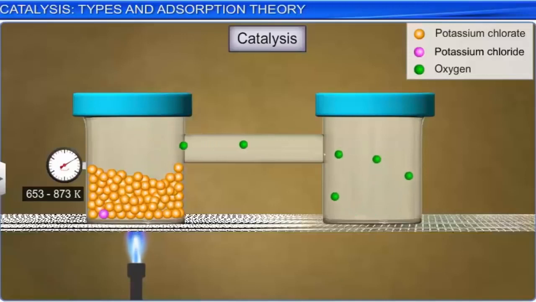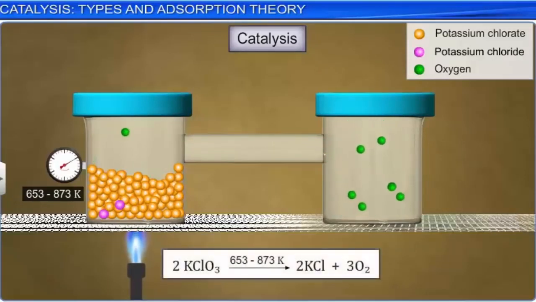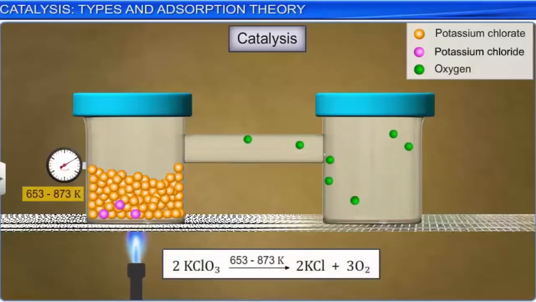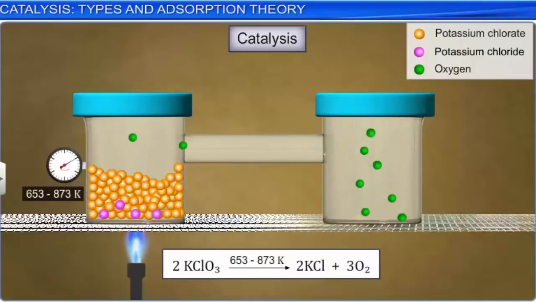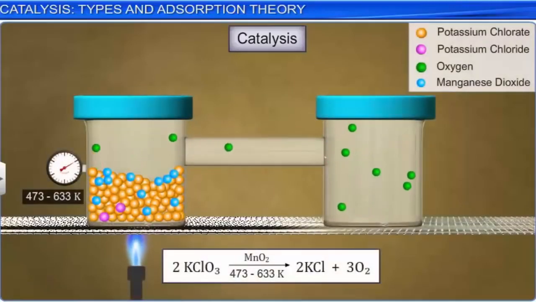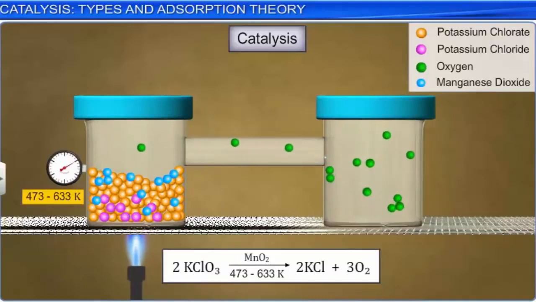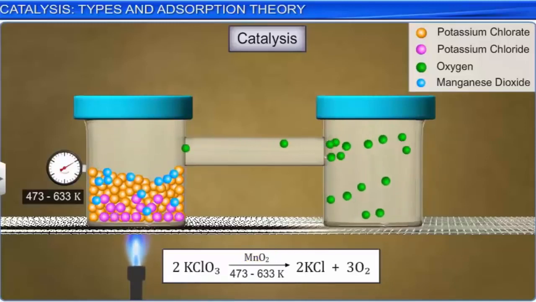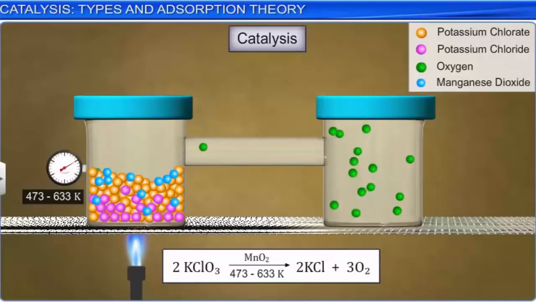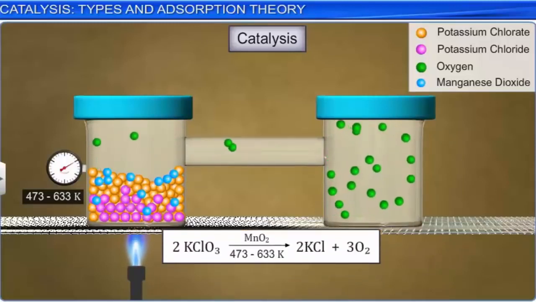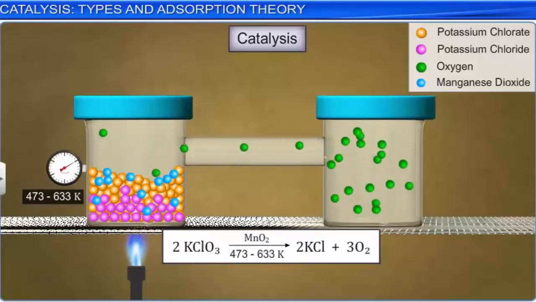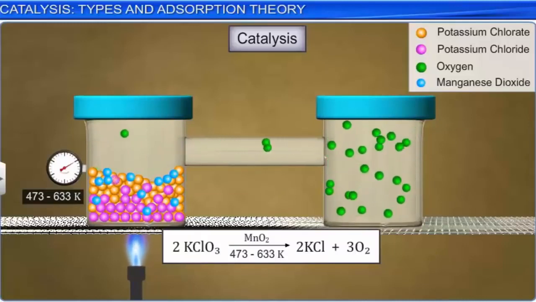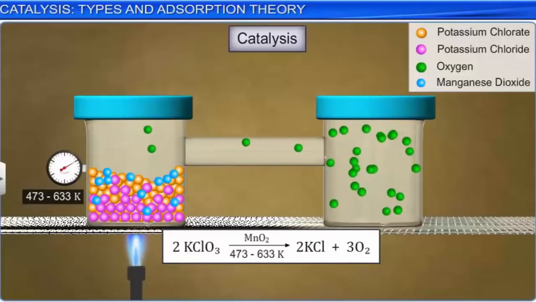Look at an example before you learn about catalysis. When potassium chlorate is heated strongly at 653 to 873 Kelvin, it decomposes slowly, giving potassium chloride and oxygen. The same reaction takes place at an accelerated rate and at a lower temperature of 473 to 633 Kelvin when manganese dioxide is added to the reactants. You will observe that manganese dioxide is not consumed in the reaction. That is, at the end of the reaction, manganese dioxide has the same mass and composition as at the initial stage. Here, manganese dioxide has facilitated the reaction without itself being consumed.